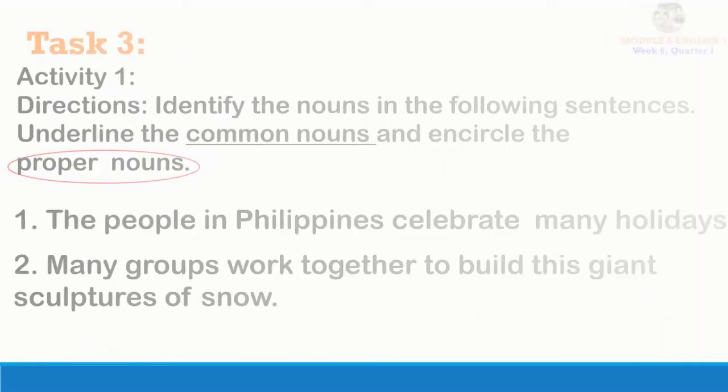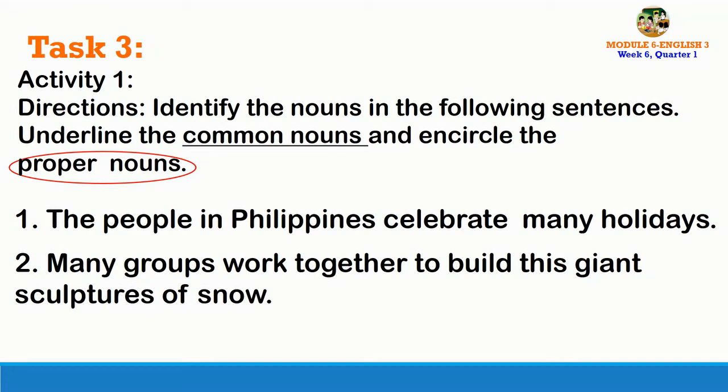Task 3, Activity 1. Directions. Identify the nouns in the following sentences. Underline the common nouns and encircle the proper nouns. Number 1. The people in Philippines celebrate many holidays. The answers are: people and holidays are common nouns. Philippines, proper noun.